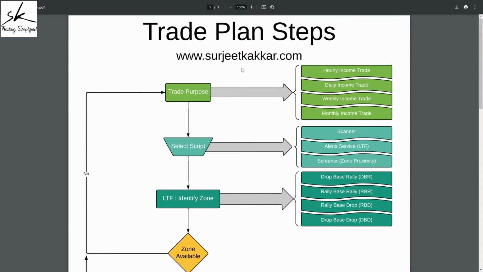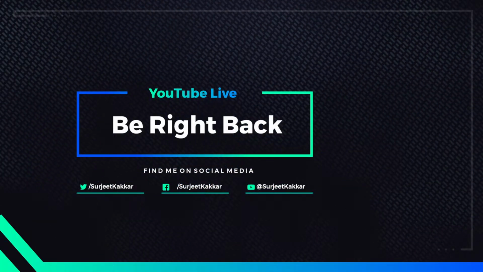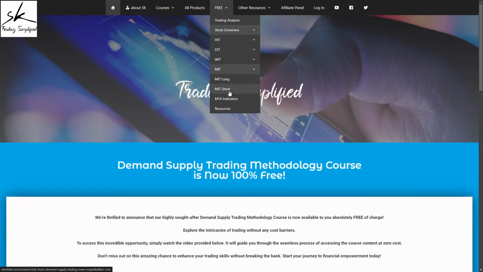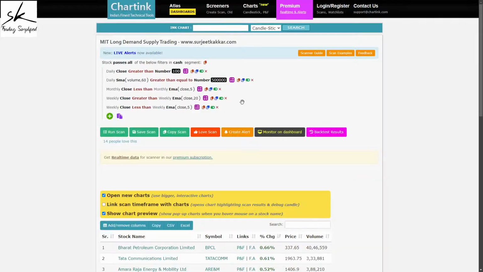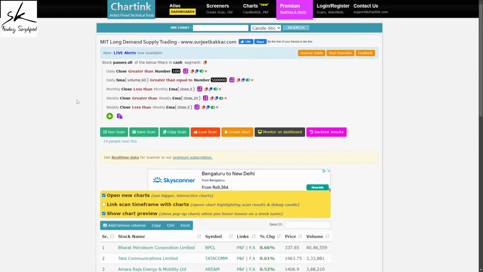So like I was talking about, once you go to our website, under the free tab, just give me a second. Right, so under the free tab, you have stock screener. Because I want to plan MIT trades, I can run the long scan and the short scan. Here you can see the long scan is shortlisting about 11 symbols for me, and the short scan is shortlisting 1 symbol for me.